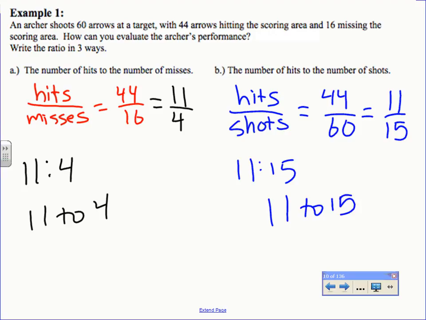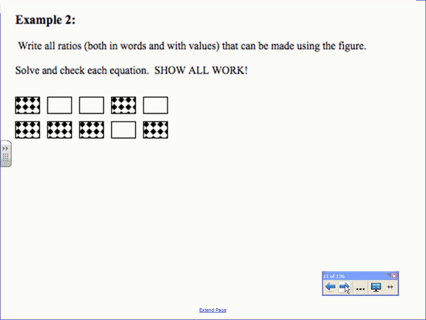Okay, example 2 is kind of open-ended, so here's why. They asked us to write, and we're not going to write all of them, but they asked us to write all ratios, both in words and with values, that can be made using that figure. So we need to solve and check each equation, show our work. We are not going to write all of them, but I want to get some of them from you guys. Take a look at the figure that's here. What are 2 things, there's a bunch we can compare, but what are 2 things that we can compare just by looking at this figure?